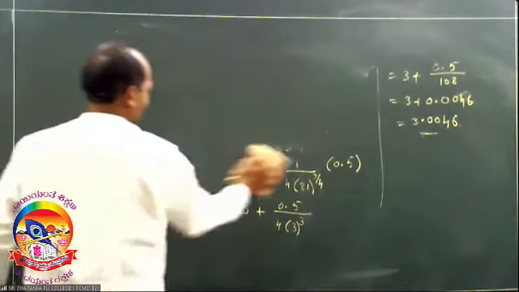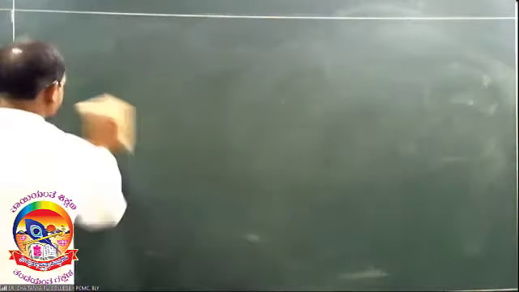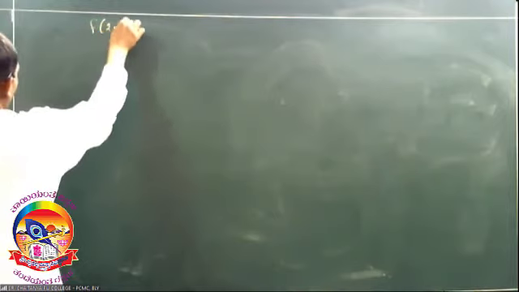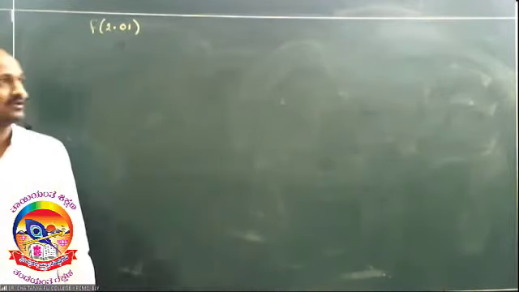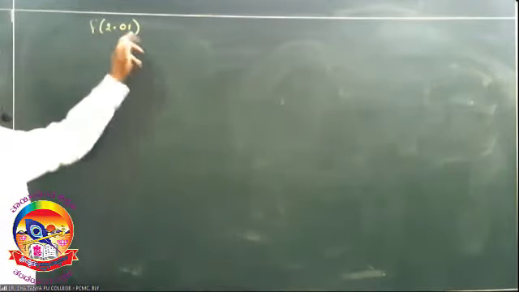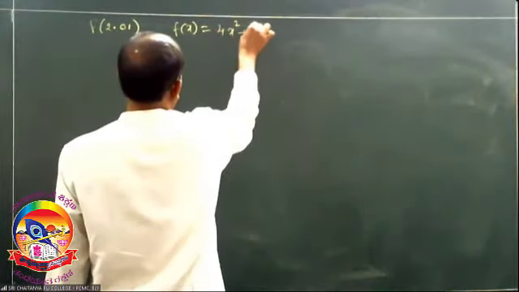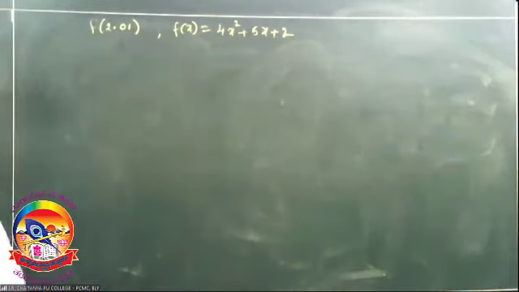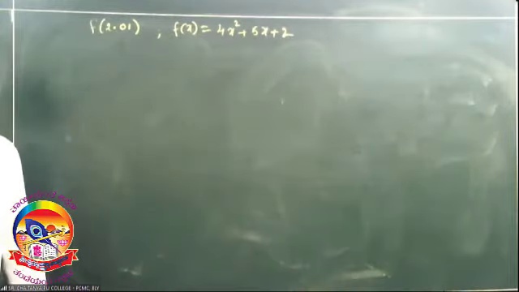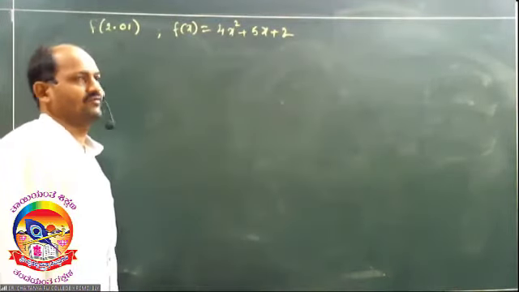Find the approximate value of f of 2.01, where f of x is equal to 4x square plus 5x plus 2.